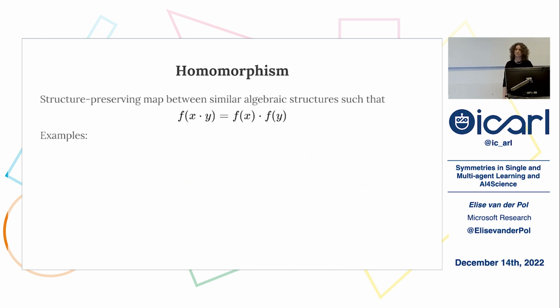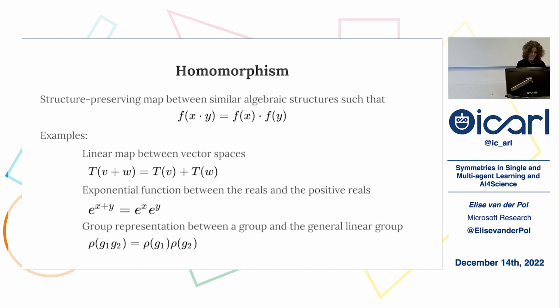So let's start with what a regular homomorphism is. In general, a homomorphism is a structure preserving map between similar algebraic structures, such that if we apply an operation to X and Y and then map to a different space, we end up at the same point as if we would map to the different space first and then apply the operation there. So this already sounds very familiar to what I was telling you before, right? Some examples are a linear map between vector spaces, an exponential function between the reals and the positive reals, and also a group representation.